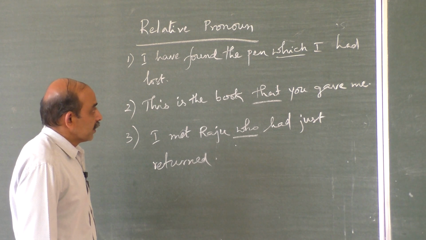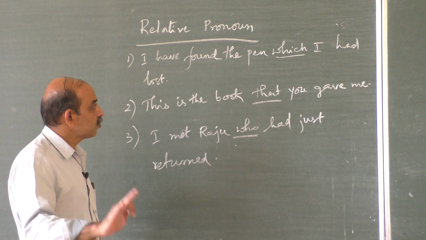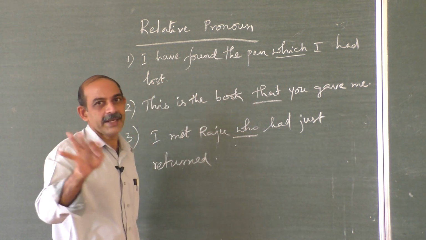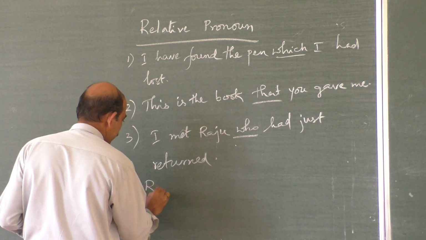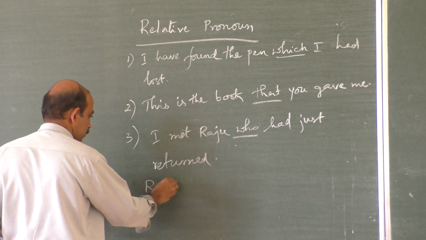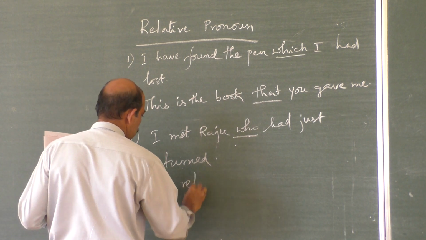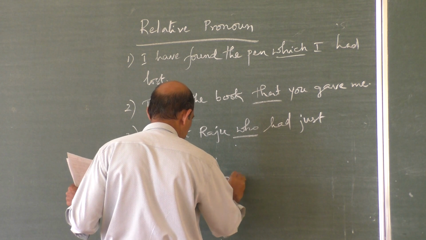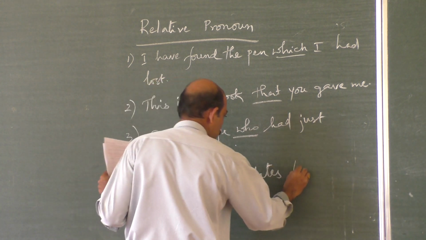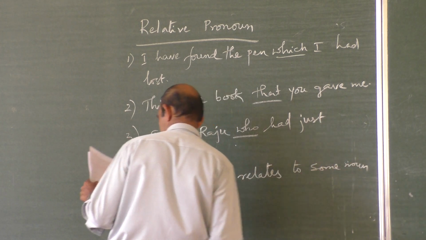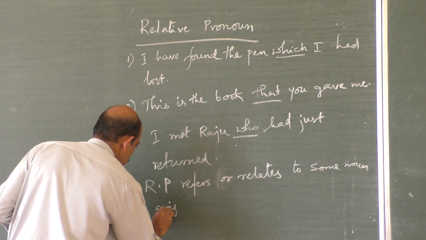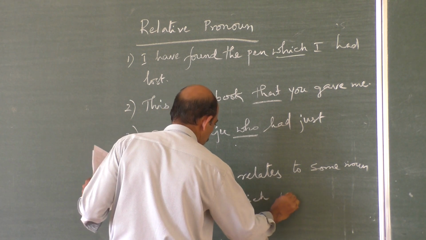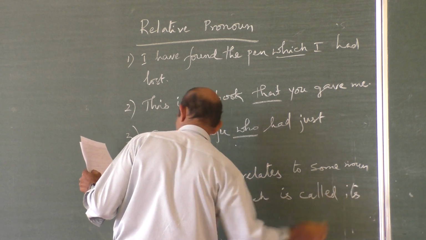Now, what is a relative pronoun? A relative pronoun is a pronoun which refers to or points out the noun that precedes the relative pronoun, which is called its antecedent. Let me write it so that it is very clear to you. Relative pronoun. Let me write RP, not received pronunciation or any computer symbol. This is relative pronoun. It refers or relates to some noun going before, which is called its antecedent.